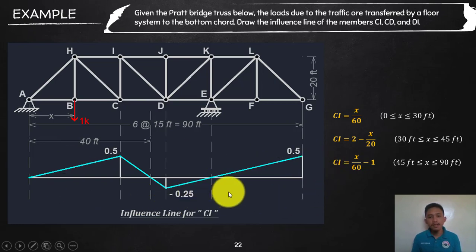So again, if you need the actual member force in member CI, all you need to do is locate where the load is applied, read the ordinate of your influence line, and then multiply by the value of the actual load. Okay, so that is for member CI, and the same steps follow for your next members, CD and DI.